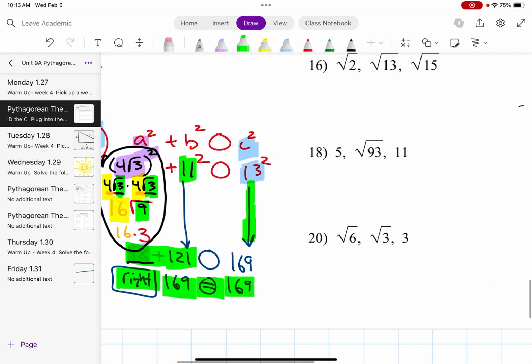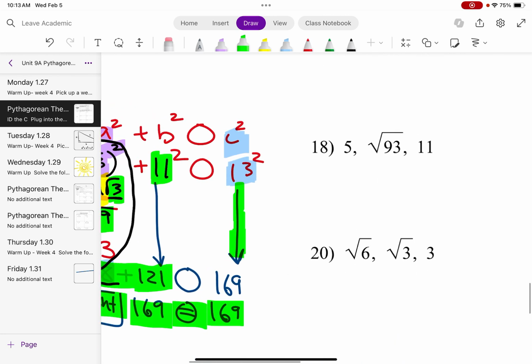Whenever you have one of these right here, like 18, just know that we have to identify which one is C, and I don't know which one's C right now, okay? So I'm going to go into my calculator and type in the square root of 93. The square root of 93 is 9.64, okay? And so that makes this one C. So C is going to be my 11.